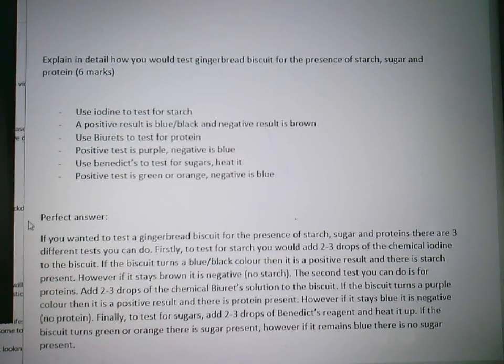The second test you can do is for proteins. Add 2 to 3 drops of the chemical Biuret solution to the biscuit. If the biscuit turns a purple colour, then it is a positive result and there is protein present. However, if it stays blue, it is negative, no protein. Finally, to test for sugars, add 2 to 3 drops of Benedict's reagent and heat it up. If the biscuit turns green or orange, there is sugar present. However, if it remains blue, there is no sugar present.